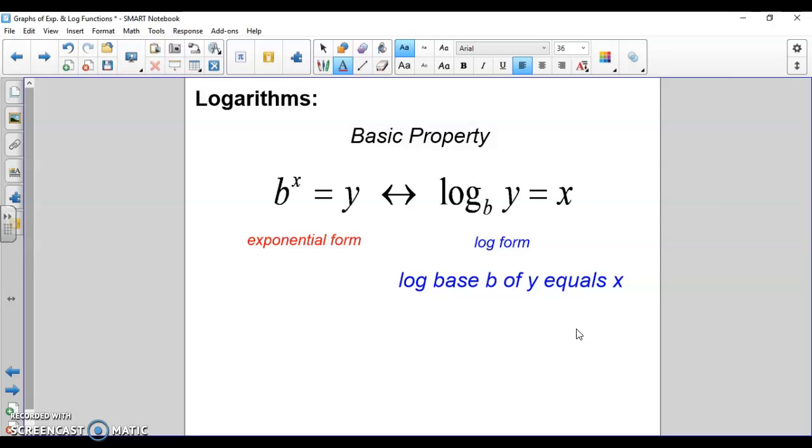So logarithms are something completely new to us. We've looked at exponential stuff in the past, not with me, but in other classes. But logs definitely are something new, so we'll take our time with that.